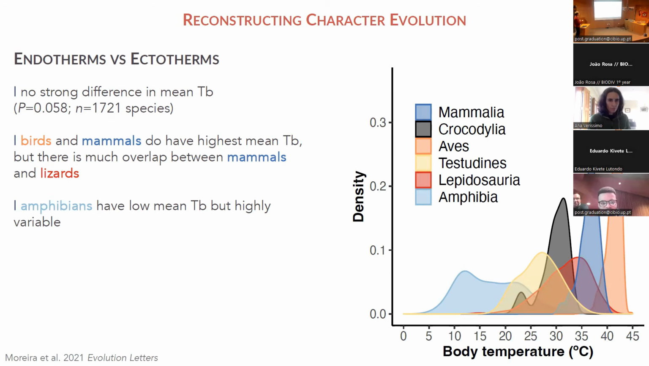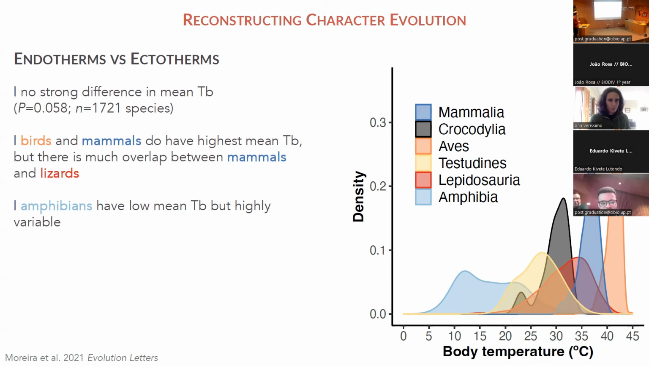Regarding the endotherm and ectotherm divide, we find that there are no significant differences between body temperatures. We found no strong differences in mean body temperature, largely because birds and mammals do have higher body temperatures, here on the right, but there's much overlap between lepidosaurs, which include all lizards and snakes, and mammals. And we also find that amphibians, although they have lower body temperatures, show huge variation and also overlap a lot here in the middle. So we found no differences between endotherm and ectotherm body temperatures.